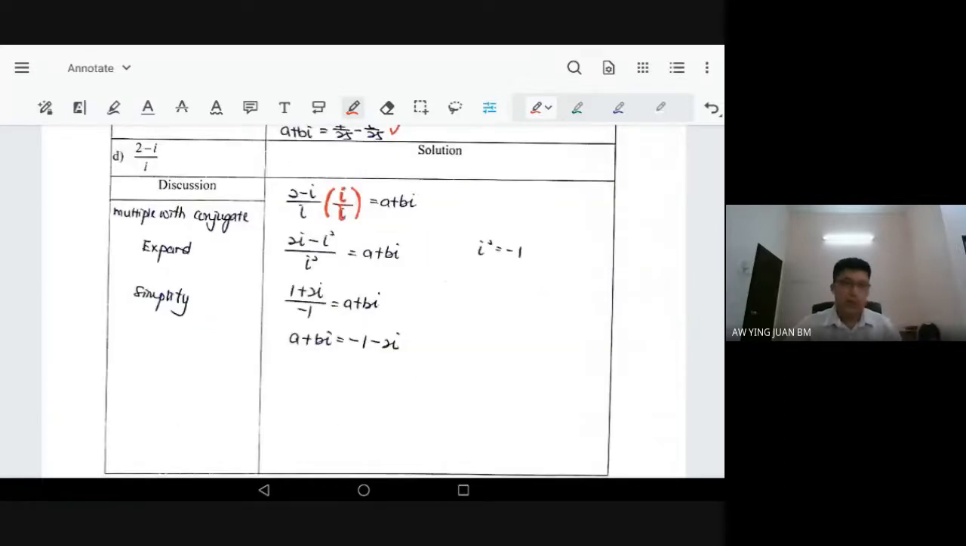So, as usual, expand. 2i minus I squared. I already told you I squared is negative 1. So, I rewrite it like this: 1 plus 2i. Below, I squared is negative 1. Simplify. So, my answer, negative 1, negative 2, I. So, with that, we have finished the part on division, addition, subtraction, and multiplication.